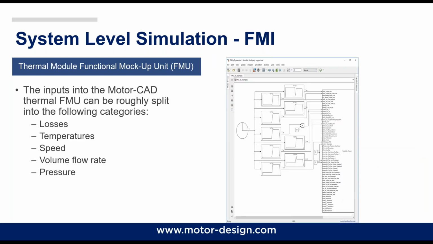Here we have the thermal FMU. The inputs required can be split in the following categories. The losses for individual loss components, the temperatures such as the ambient, fixed temperature boundaries or the cooling fluid, speed for any speed dependent properties, volume flow rate for any active cooling fluids, and then the pressure for characterizing a cooling fan if this option is used.